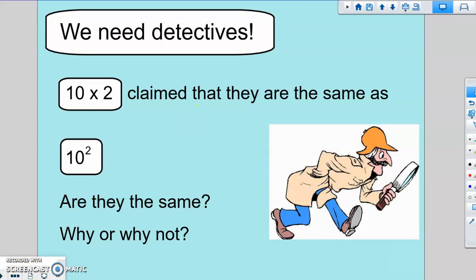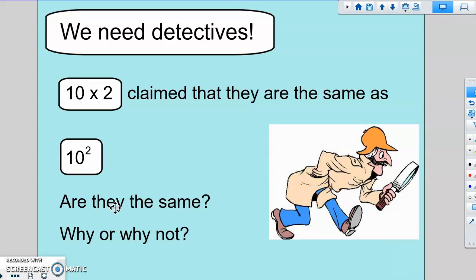Okay, so your job right now, you are going to be detectives. In the next open response question, what I want you to do is explain to me if 10 times 2 is the same thing as 10 to the second power. Imagine that 10 times 2 was a little person. They came out and they said, I am the same exact thing as 10 to the second power. Would you say yes, they are the same? Would you say no, they are not the same? And tell me why or why not.